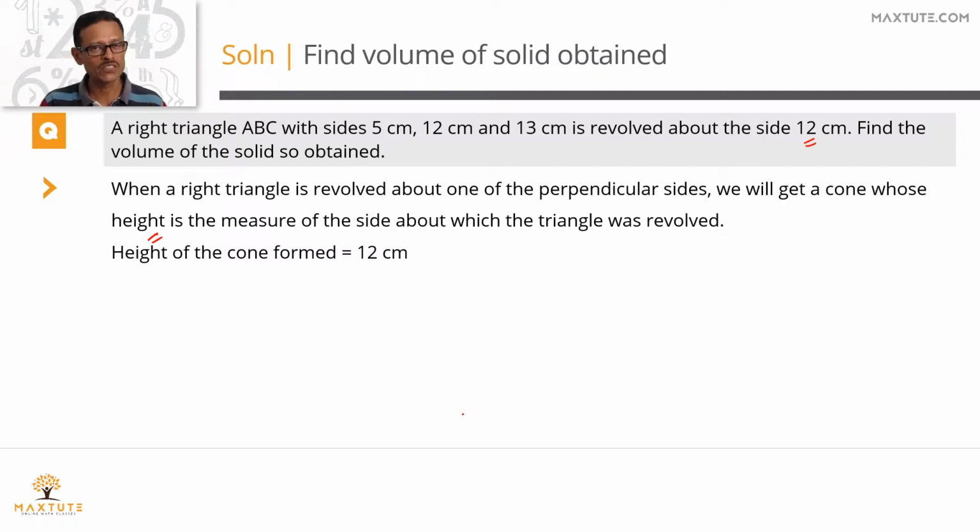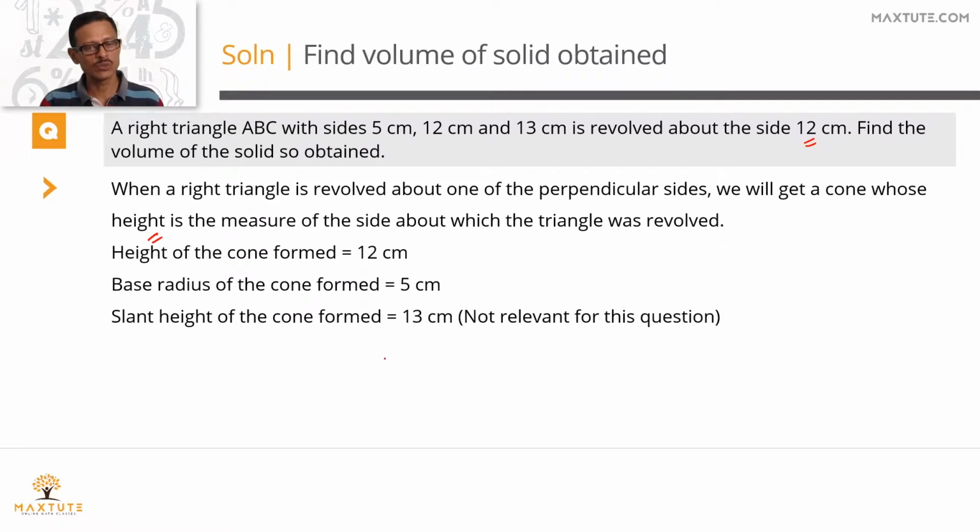What about the other perpendicular side? The other perpendicular side is the base radius of the cone, which measures 5 centimeters in this case. So what's the third side therefore? The third side, the hypotenuse, will end up being the slant height of the cone, which of course is not relevant for this question. We need to find out the volume of this solid.